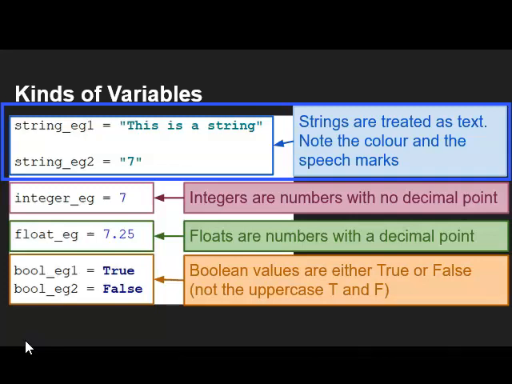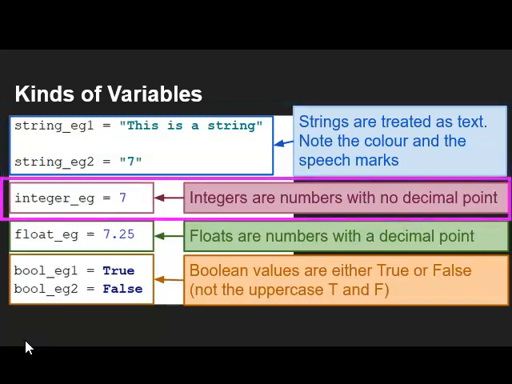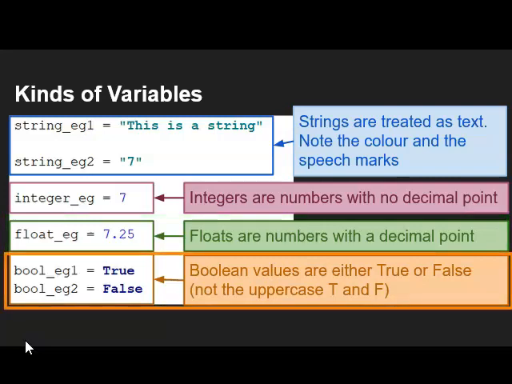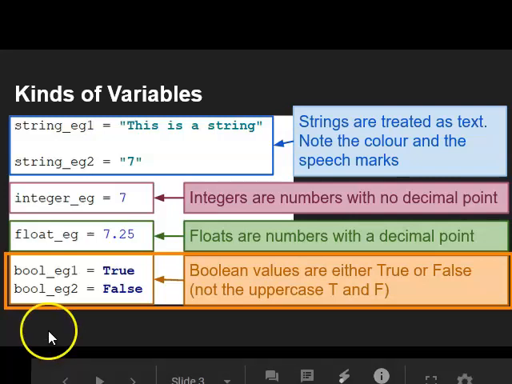We've got several kinds of variables. If we're wanting to treat something as text, then that variable is known as a string, and it would be in speech marks. If we've got a number without a decimal point, that's an integer. If we have a number with a decimal point, that's a float. We could also use true and false. These are Boolean values, and you'll notice that in this case I don't need speech marks, but I do need the capital, and if you're working in PyCharm, those will be colored deep blue.